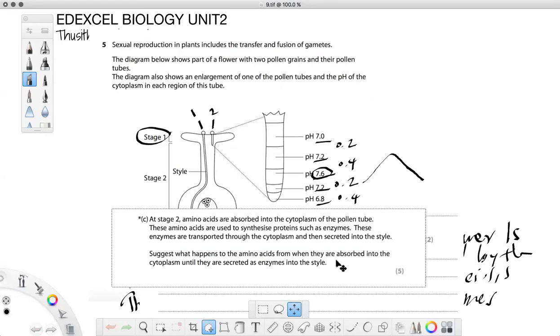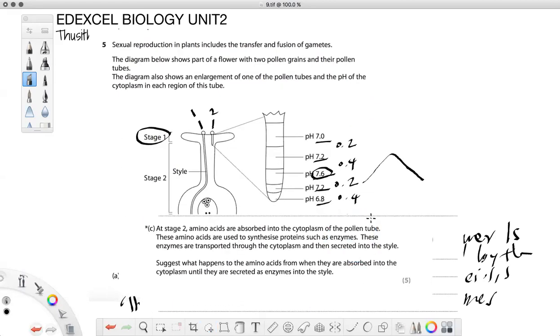Okay, next question. At stage 2, amino acids are absorbed into the cytoplasm of the pollen tube. Stage 2 is this. Amino acids are absorbed into the cytoplasm of the pollen tube. These amino acids are used to synthesize protein such as enzyme. These enzymes are transported through the cytoplasm and then secreted into the style. Suggest what happened to the amino acid from when they are absorbed into the cytoplasm until they are secreted as enzyme into the style.